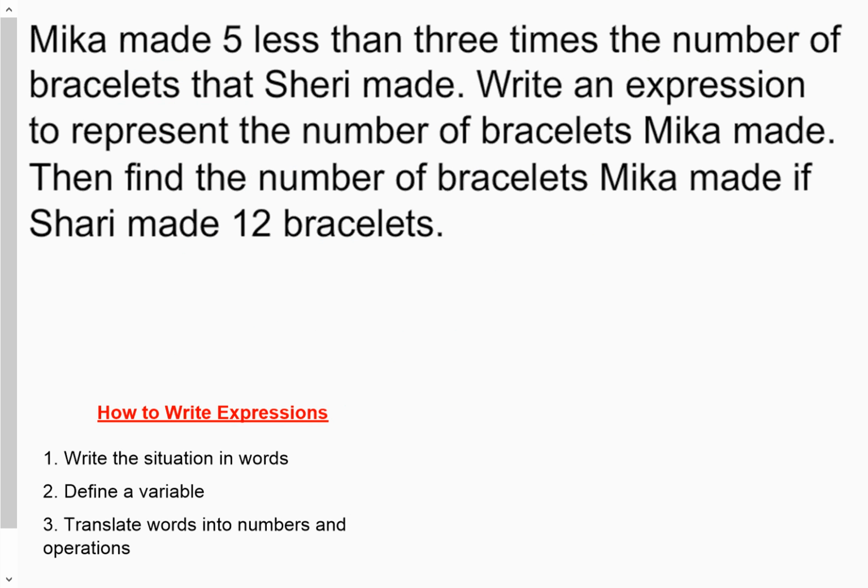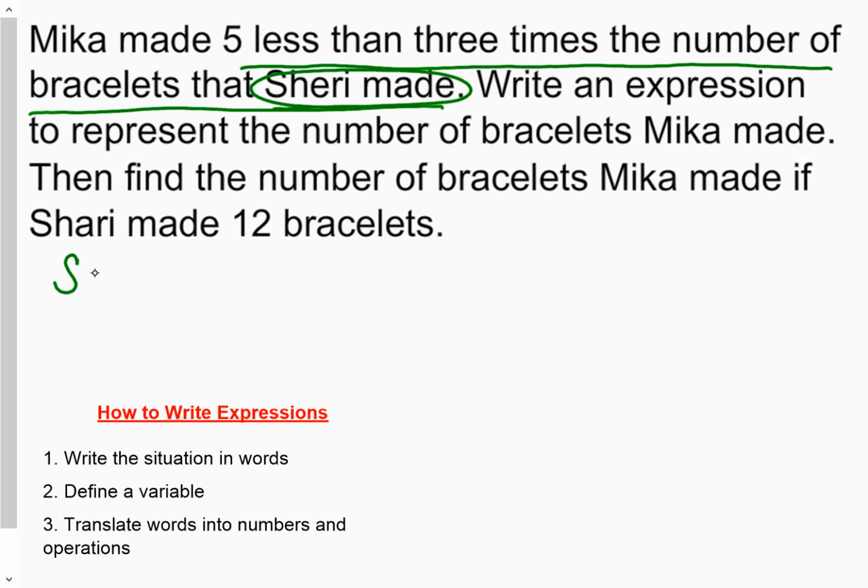Here's our last example. Micah made 5 less than 3 times the number of bracelets than Sherry made. Write an expression to represent the number of bracelets Micah made. Then find the number of bracelets Micah made if Sherry made 12 bracelets. So again, this is a 2-step problem. And they want 2 different things from us. So let's start off with what we don't know. We don't know how many bracelets Sherry made. So let's do S equals Sherry's bracelets.